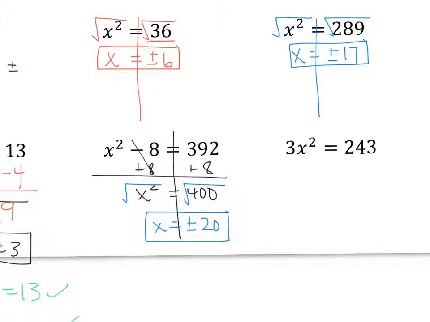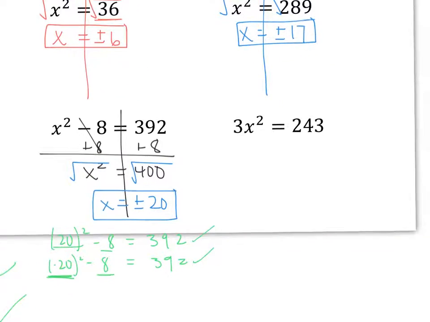And again, we can check our answer, so we'll plug 20 back in for x. When we do that, we get 20 squared minus 8 equals 392, and negative 20 squared minus 8 equals 392. 20 squared is 400, minus 8 is 392, so we're good to go on that one. And here, negative 20 squared is also positive 400, minus 8 does equal 392. So we're right. Let's take a look at our last example.